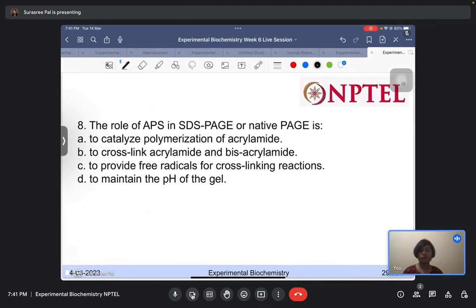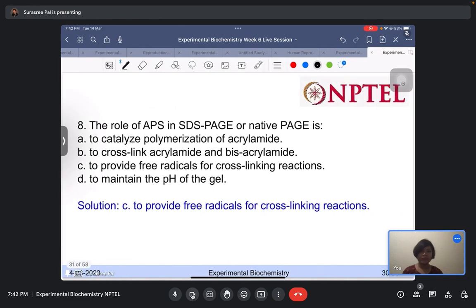Next question. What is the role of APS, ammonium persulfate, in SDS PAGE or native PAGE? So the correct answer is to provide free radicals for cross-linking reactions. So it acts as a catalyst to provide free radicals, so that now the TEMED can cross-link between the acrylamide and bisacrylamide.